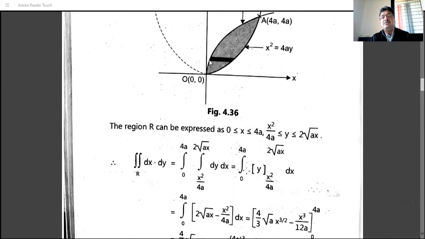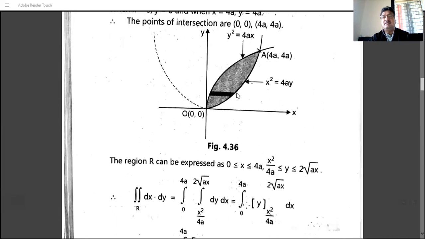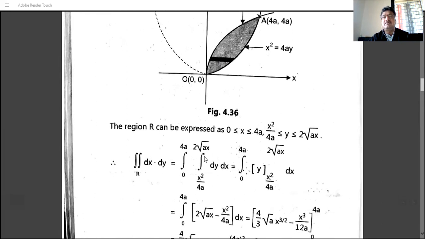Take strip parallel to y-axis now. If we have to integrate with respect to y first, then take strip parallel to y-axis. And if we have to integrate with respect to x first, then take strip parallel to x-axis. So here we have to integrate with respect to y first, therefore take strip parallel to y-axis. So remove this strip. This is the wrong strip.